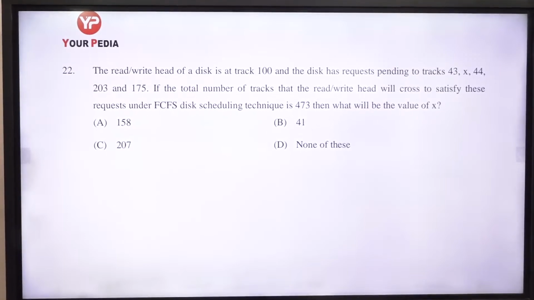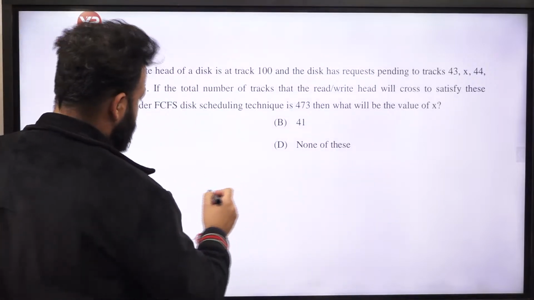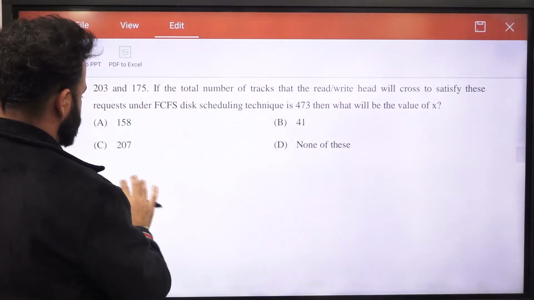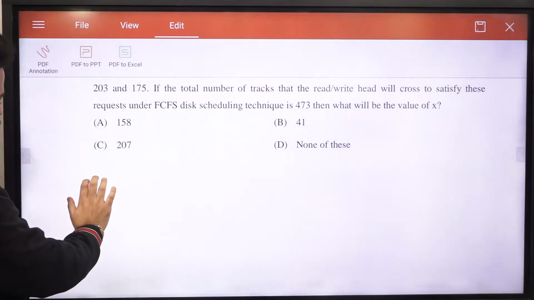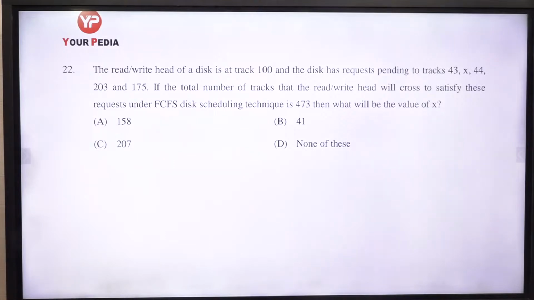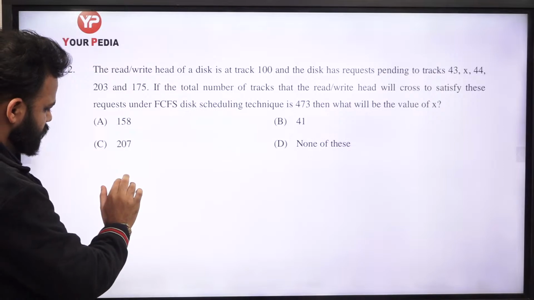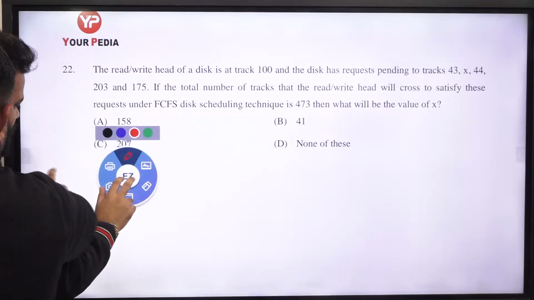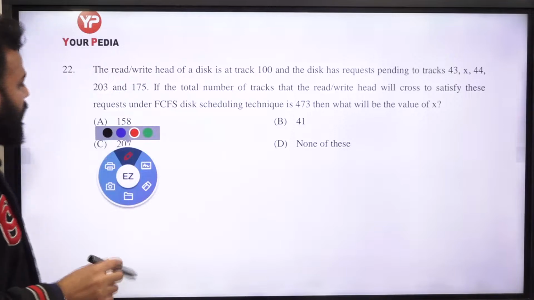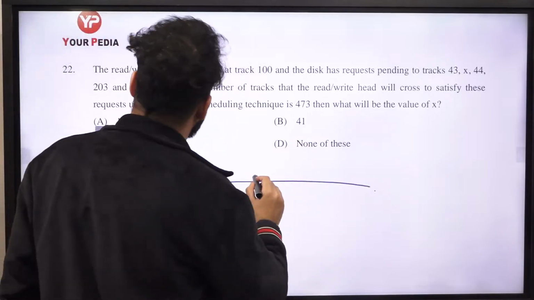Okay, so this is saying that the read-write head of the disk is at 100. So if the read-write head is at 100, let's say the read-write head is at track 100.